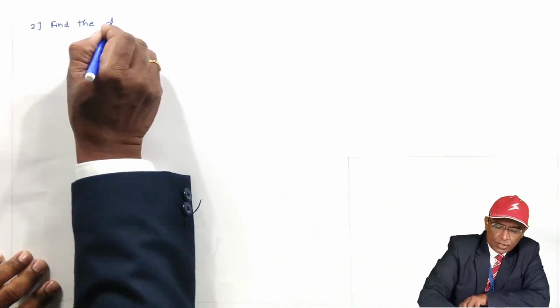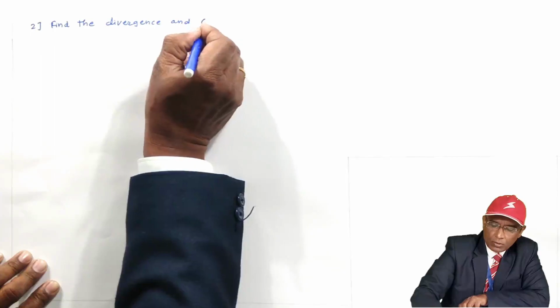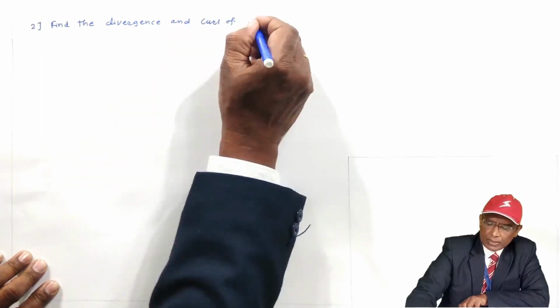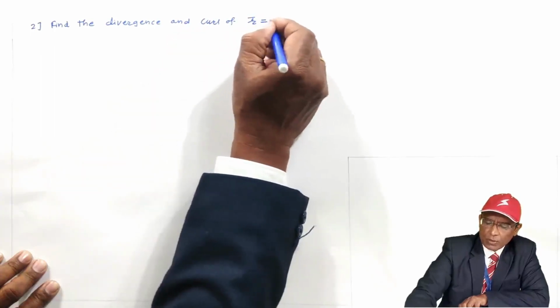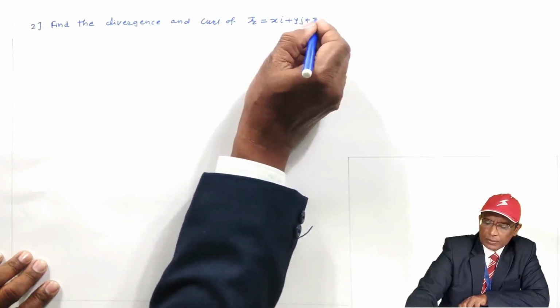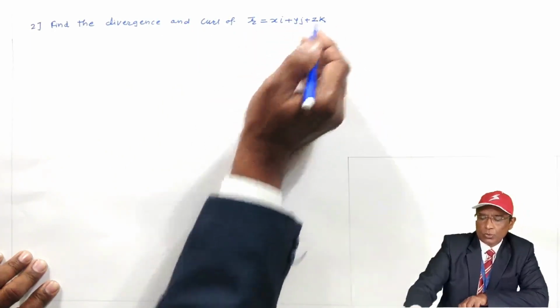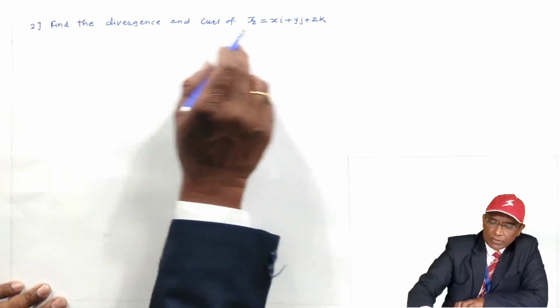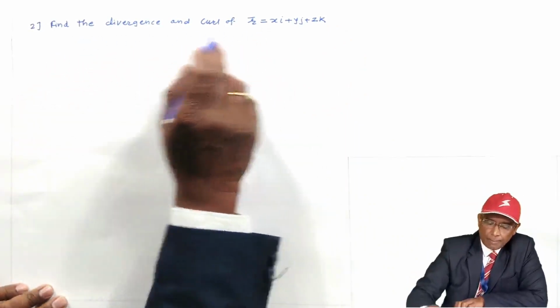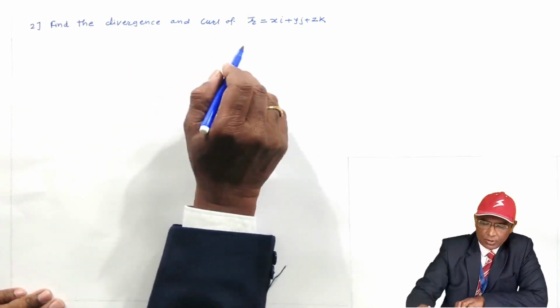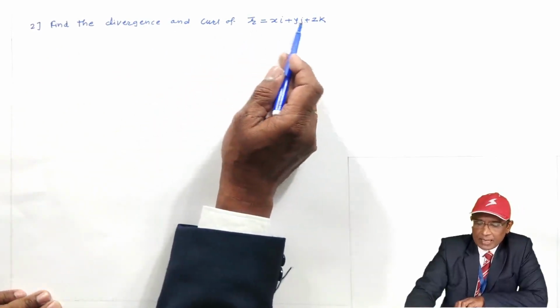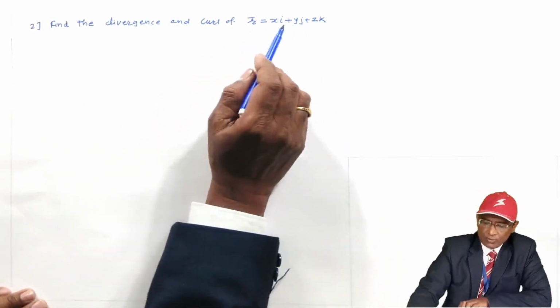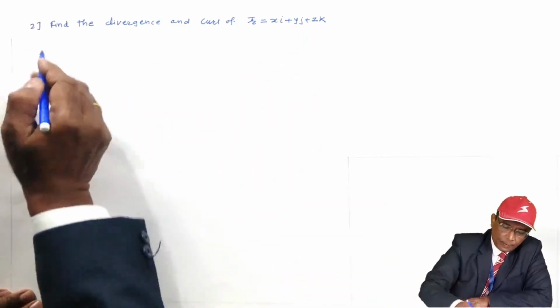Find the divergence and curl of a vector point function. This vector point function I am taking is the standard position vector from any point in space to the origin. I want the divergence and the curl of this vector point function. Here i, j, k are present, therefore it is a vector point function, and x, y, z are also there.